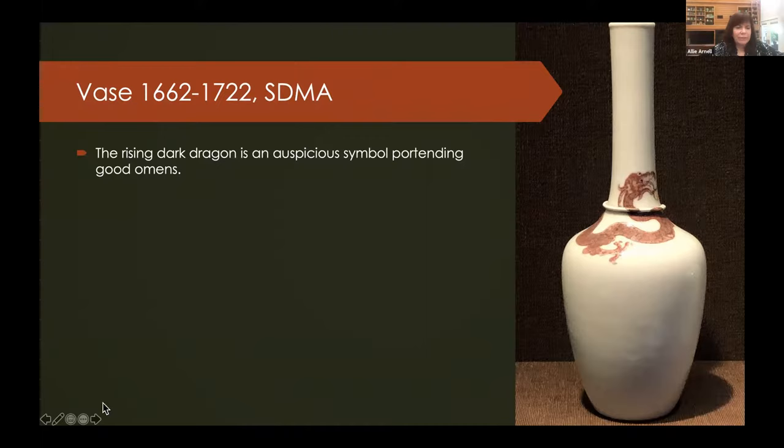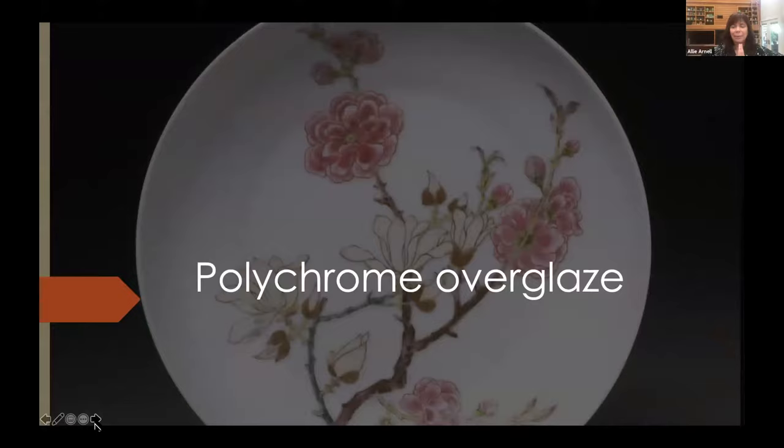Okay, so we're on our last part and we are going to be looking at polychrome overglaze. And this, of course, means many colored glaze. Most often these objects were fired with a glaze on them, either clear glaze or white glaze, and then enamels were put on top. Enamels are usually a mixture of pigment and a flux, usually a glass flux. A flux allows the material to adhere to the vessel and also reduces the temperature for that to happen.